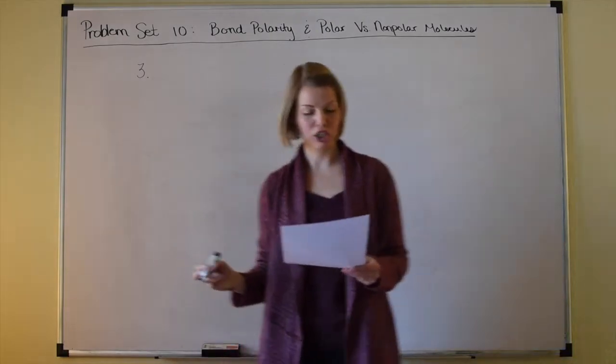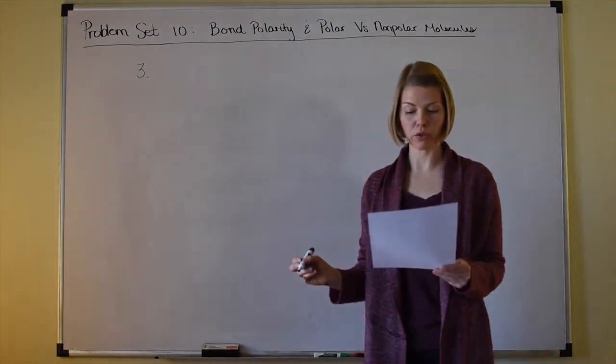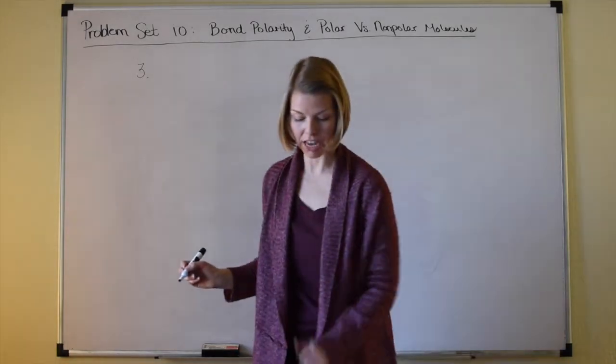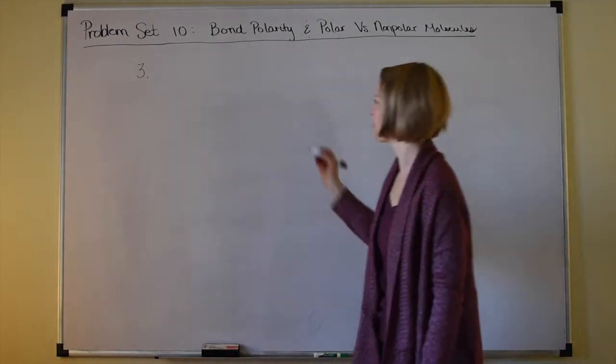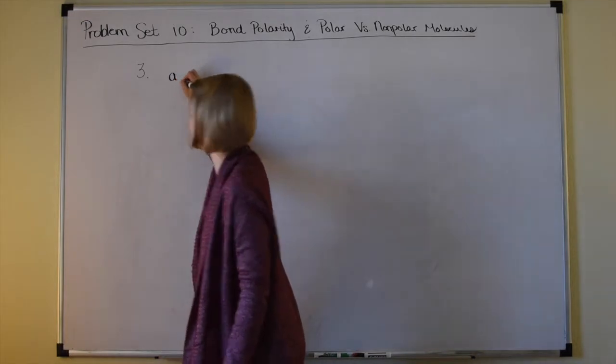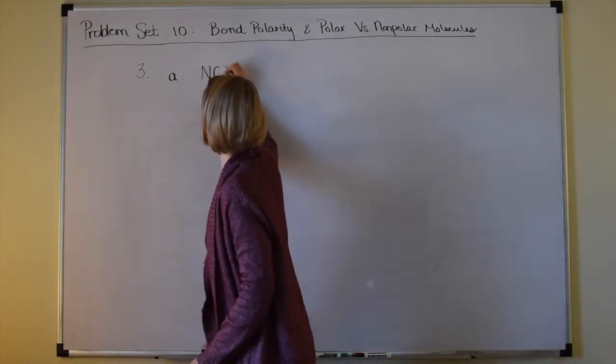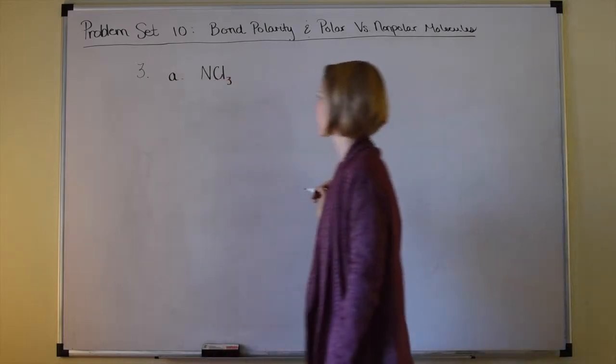Draw Lewis structures for the following molecules and determine if the molecules are polar or nonpolar. A through E. So it's going to take a little while. All right, A is nitrogen trichloride, NCl3.